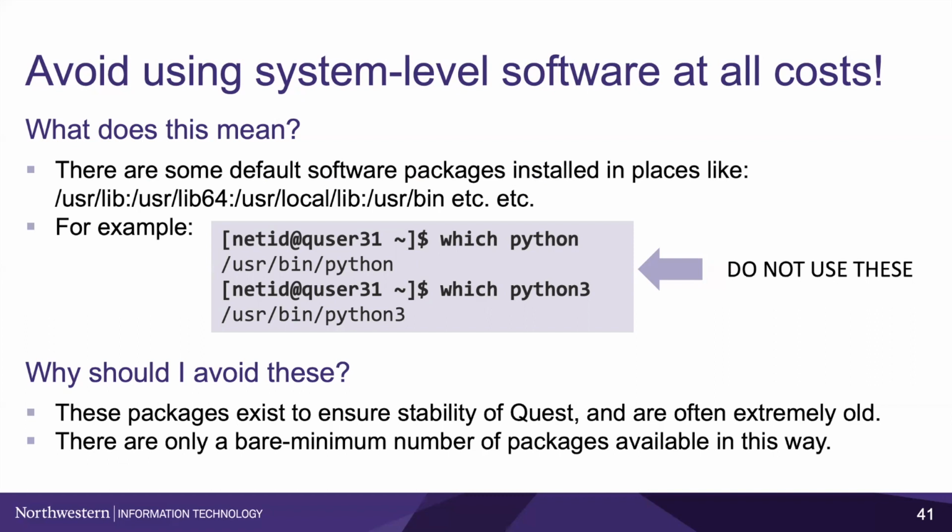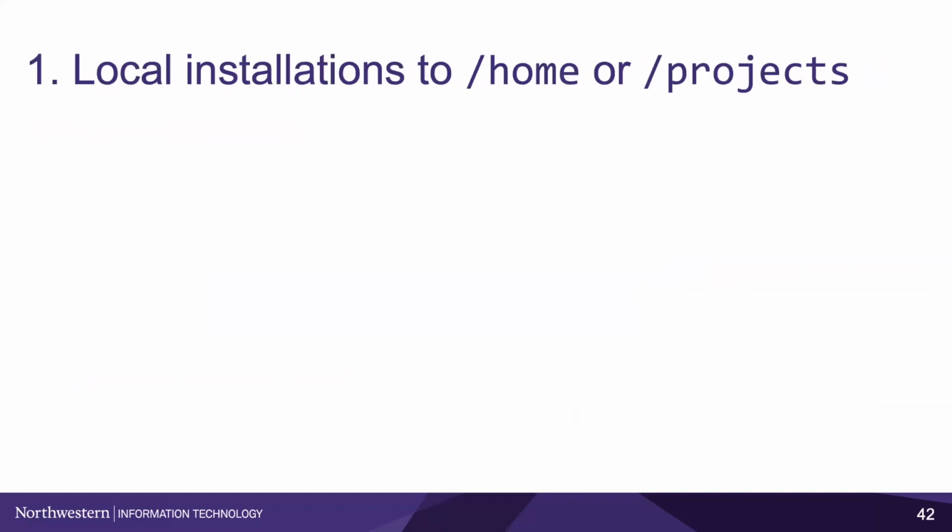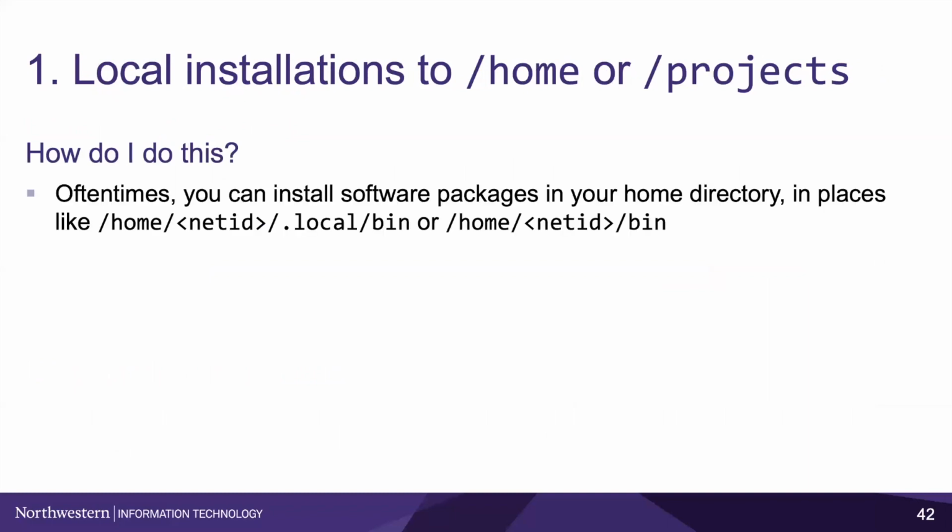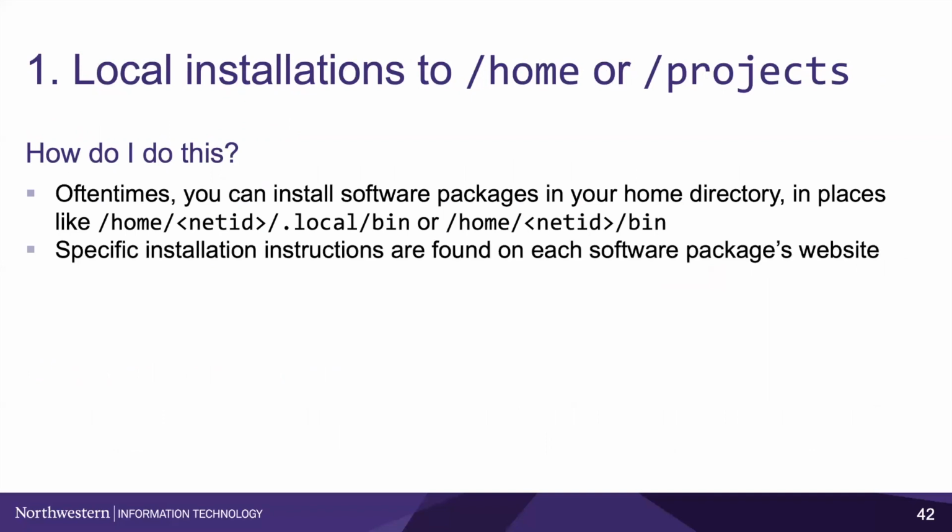This brings us back to the three options that we talked about in our previous slide. The first one was local installations to home or projects. How do you do this? It's often pretty simple to install software packages into your home directory in places like the directories that I listed here on the slide. The specific installation instructions will depend on the software package and can often be found on each software's website.